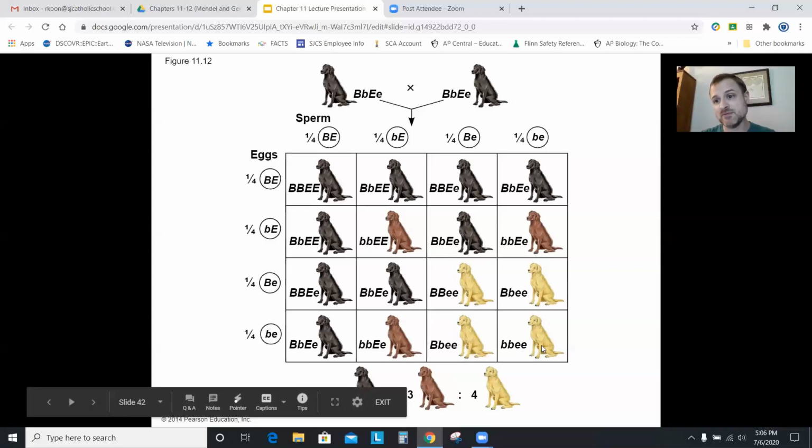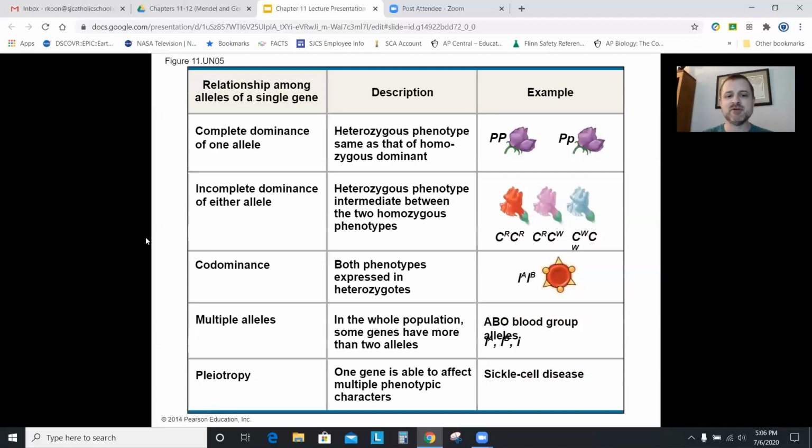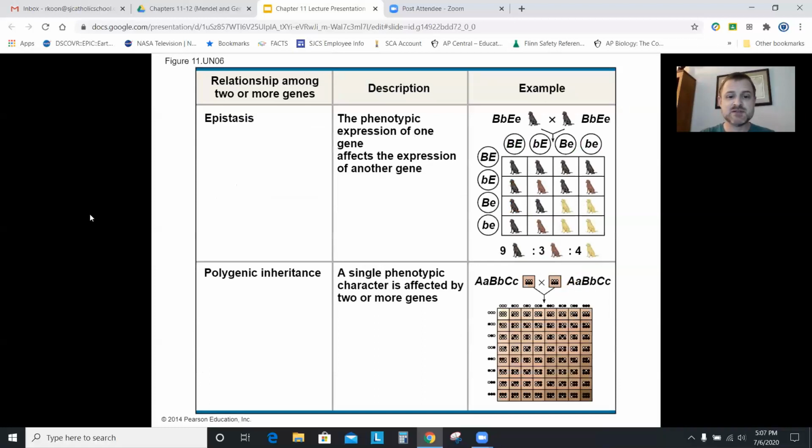Okay? Cool. Polygenic inheritance is just if you have more than one gene that affects a trait, like skin color. There are multiple genes that affect skin color, which is why there's a spectrum of skin color among humans. It's not just one gene. These two slides are from your book. They review all the exceptions to Mendel's rules, which you need to know. So take some time to review these.